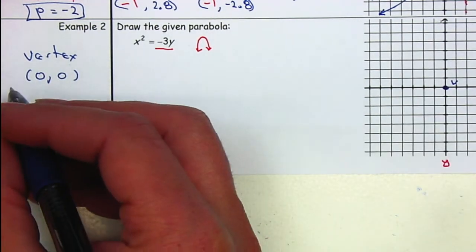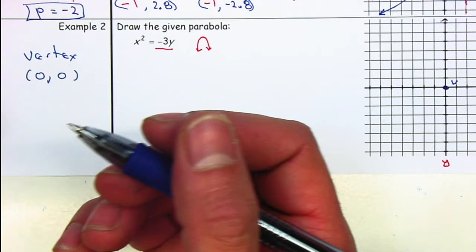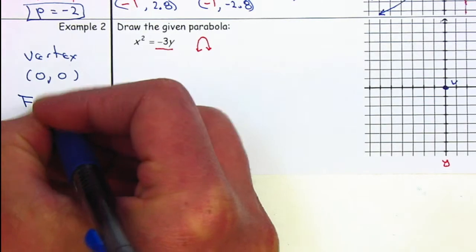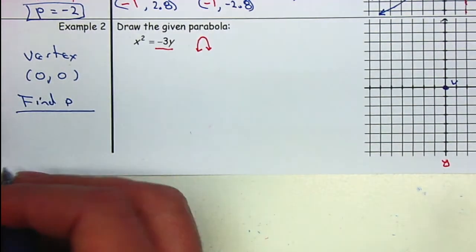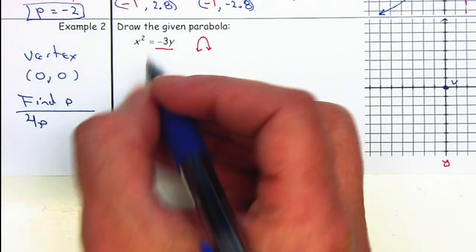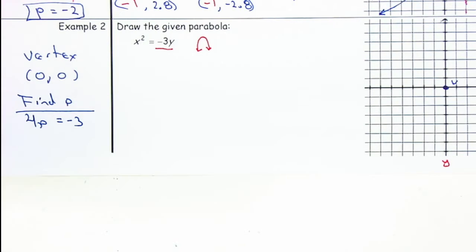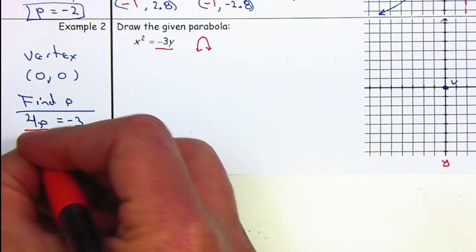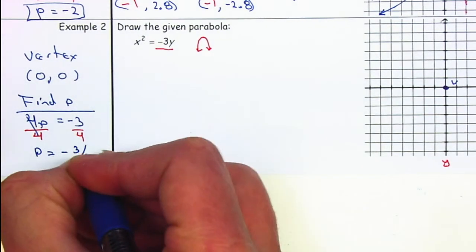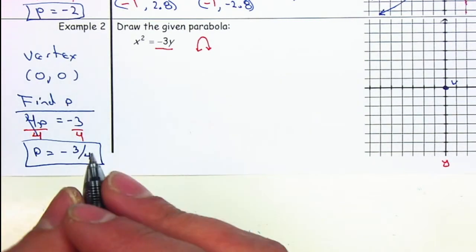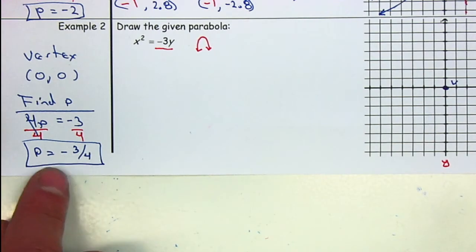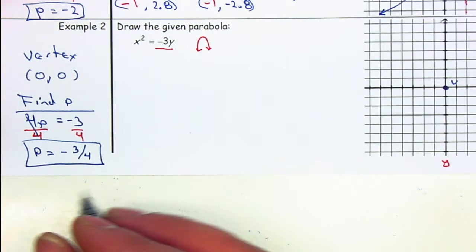Now, I need to find my focus. In order to find my focus, I need to find out how far it is from the vertex, and that'll be the value of p. So I need to be able to find p. I'm going to let 4p, just because the formula has a 4p, 4p must be equal to negative 3. I solve for p, I divide by 4. That cancels, so p is equal to negative 3 over 4. Remember, 3/4 is less than 1. Negative 3/4 is about negative 0.75, or we can deal with fractions.